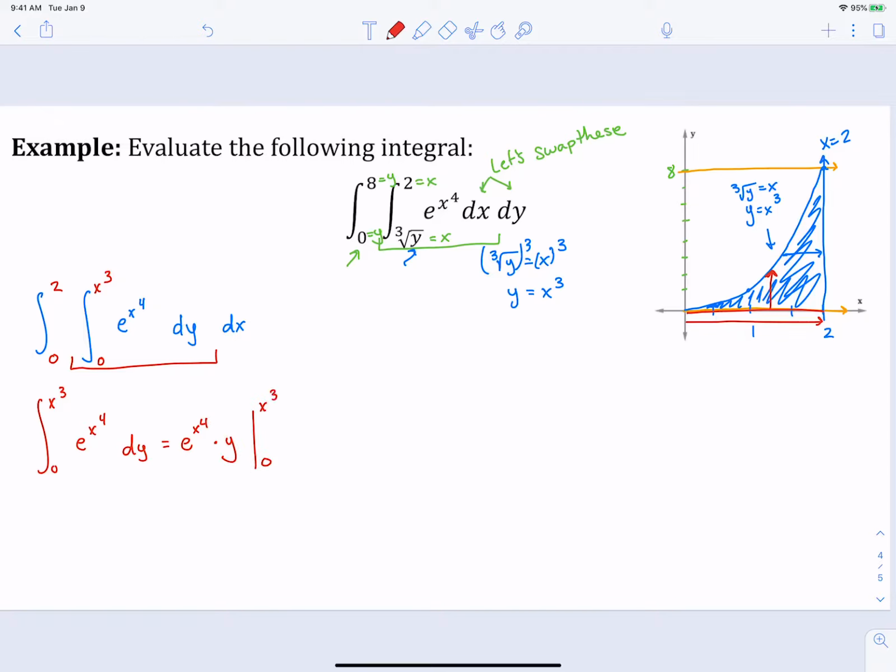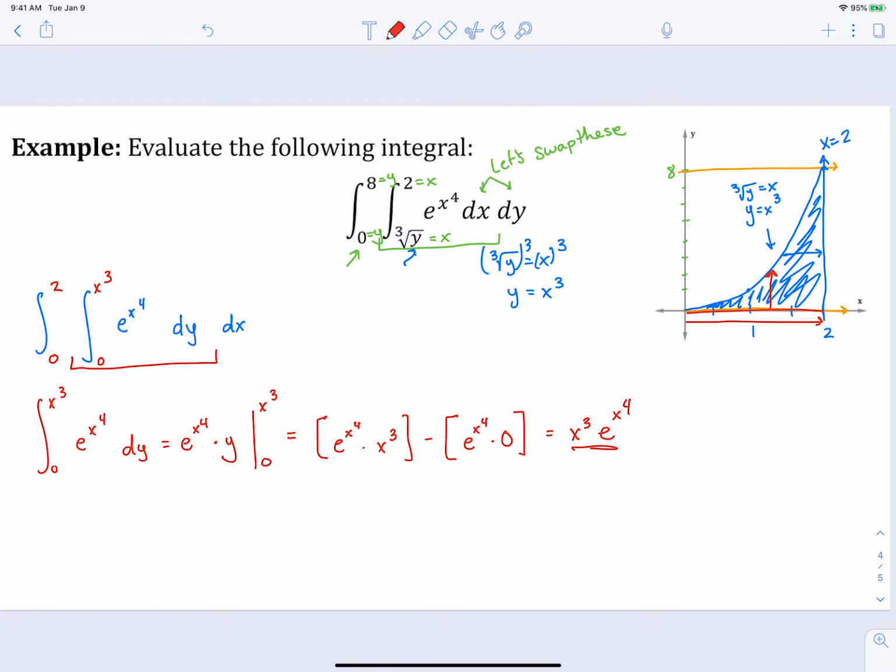And then we've got our fundamental theorem of calculus. So we've got to do our 0 to x cubed. And again, this is just a matter of plugging those values in for y. So this is minus e to the x to the fourth times 0. So we just get x cubed times e to the x to the fourth.